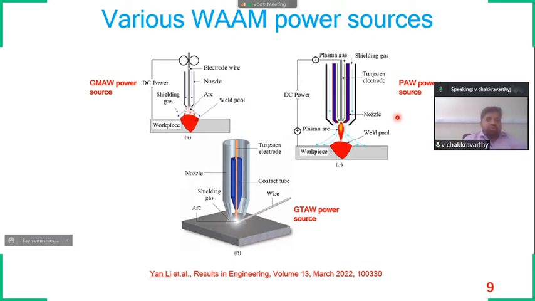So the heat input will be around 20,000 to 30,000 degrees Celsius. So that much very high heat input it can give. Whereas GTAW and GMAW can provide a maximum heat input of up to 8,000 to 10,000 degrees Celsius. So plasma arc welding can produce 3 times higher heat input. So these are the major 3 power sources which have been extensively used in wire arc additive manufacturing process.